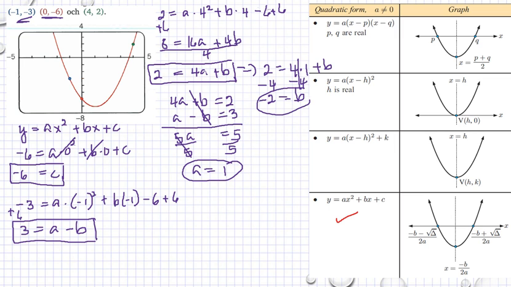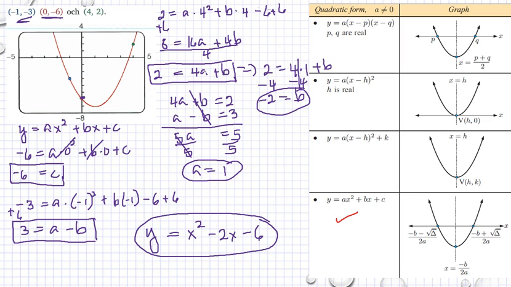Okay. So our function now is y is equal to a, which is 1, so we have x squared minus 2x minus 6. That's our function. So I hope you learned something from these examples that I have given you, and I hope to see you next time.